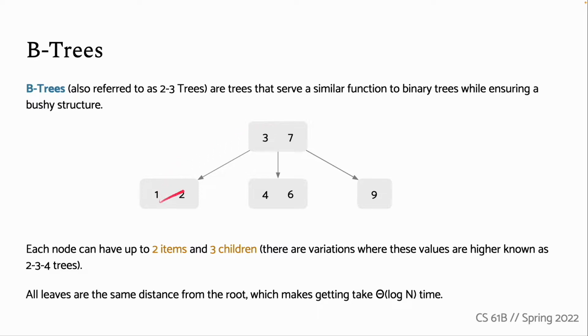In this case, we have a node that has 2 items, and because there are 2 items, there have to be 3 children. If your item is less than the smallest item in this node, it will be the left child. If your item is in between the values in the node, then you will be the middle child. And if your item is greater than the largest item in that node, then you will be the right child.